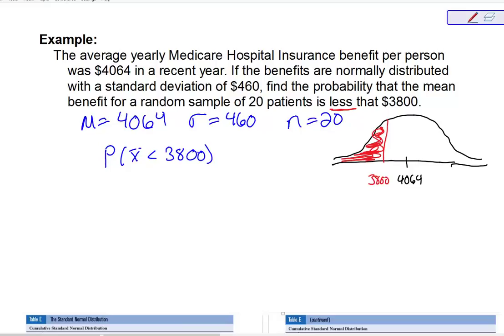Okay, so I need to change this into a z. So that is going to look like the probability that z is less than, well, let me just change this into a z first. So z, my x bar is 3,800 minus my mean, divided by my standard deviation divided by the square root of n. Okay?